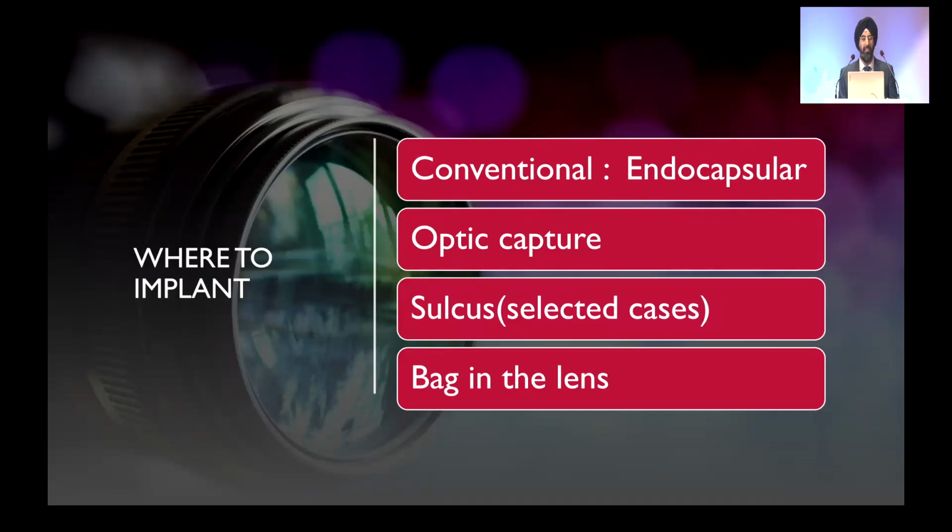Basically all these things are coming up to prevent visual axis obscuration. Sulcus placement is a big no, except in very, very selected cases, maybe some older children. And of course, there is the bag-in-the-lens, which is being done in Europe, and that's a patented IOL. We don't have that in India, and it's really working wonders.